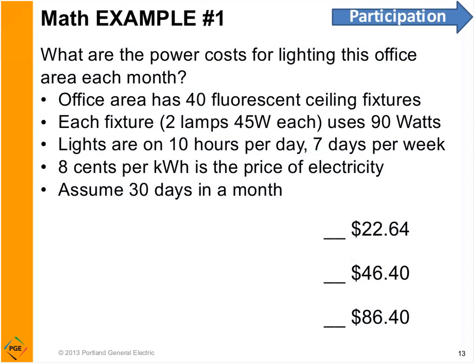So let's look at another example. Again, pick up your arrow at the upper left-hand corner of your screen and help me find the answer to this question. At an office area, we have 40 fixtures. Each one uses 90 watts. They're on 10 hours a day, 7 days a week. 8 cents is the price, and assume 30 days in a month.